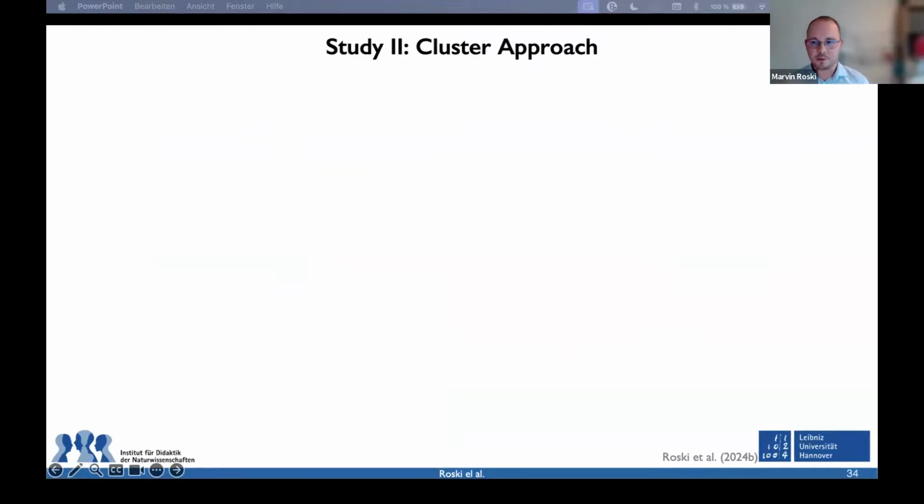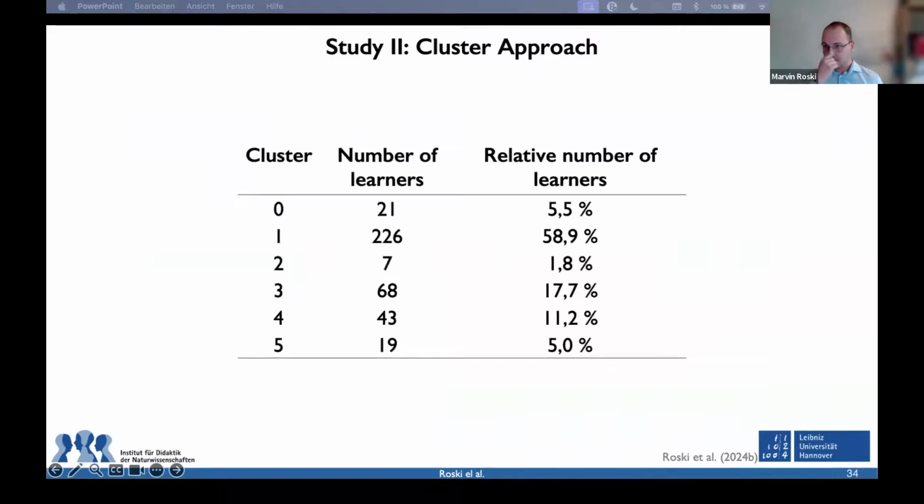With k-means clustering, we have a total of 6 different clusters, and it's also noticeable that the clusters are unevenly distributed. So cluster 1 contains almost 60% of the learners, while cluster 2 contains less than 2% of the learners. So at first glance, it seems that the clusters found are not suitable for continuing, but if we take a closer look at the difference between the clusters, we can see some considerable differences.